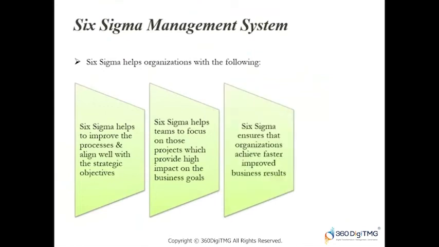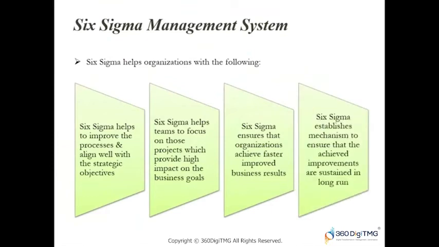Six Sigma ensures that organizations achieve faster, improved business results. Yeah, you'll be able to achieve results in a much faster way, and the results which are extremely improved, right, in comparison to any other improvement initiative that you undertake. Six Sigma establishes mechanisms not just to achieve improvements, but to ensure that your improvements are sustained in the long run. That is why it's extremely important. It's extremely imperative just because it will help you sustain the results in the long run.